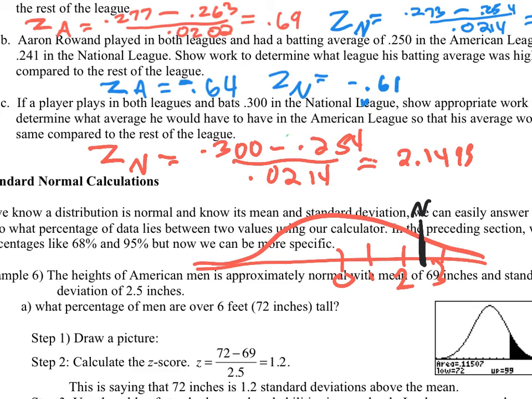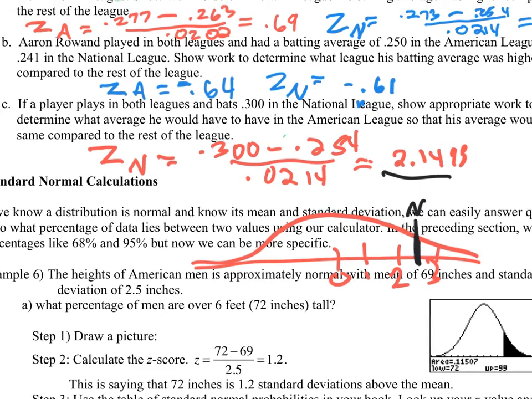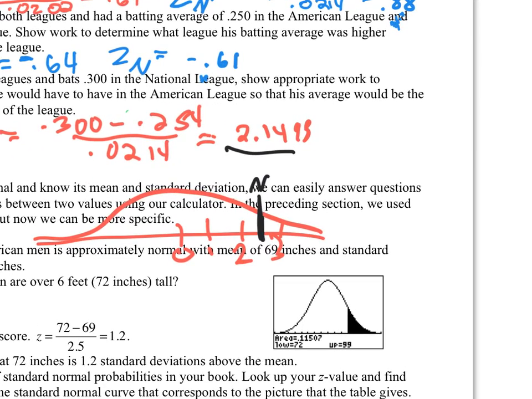So what do you think I do with this z-score? You guys know algebra. What am I missing in the equation of this z-score formula? I don't know his score, do I? Do I know the average of the American? Do I know the standard deviation of American? Do I know what z I want? I want the same z. So why don't I do that? I don't know his score, so I'll call it x.